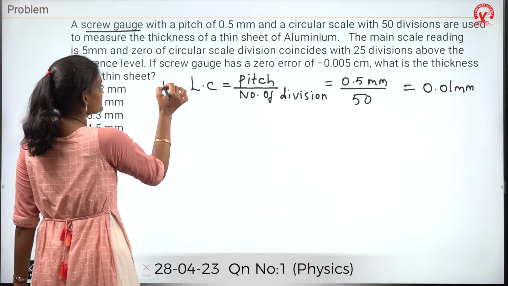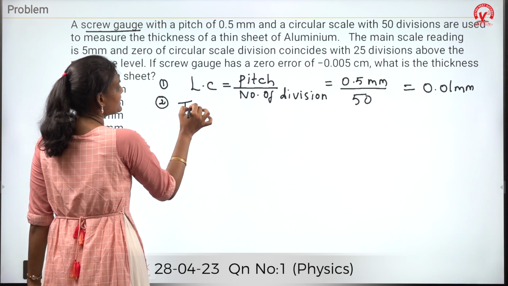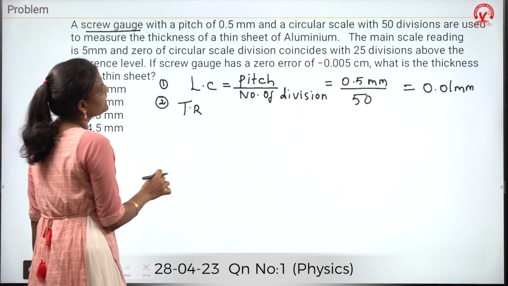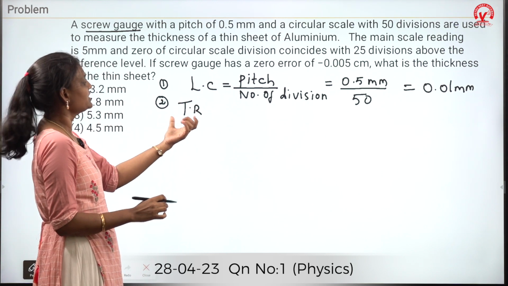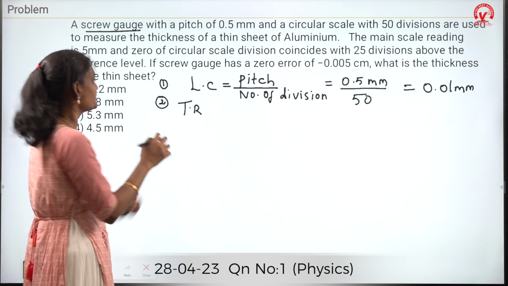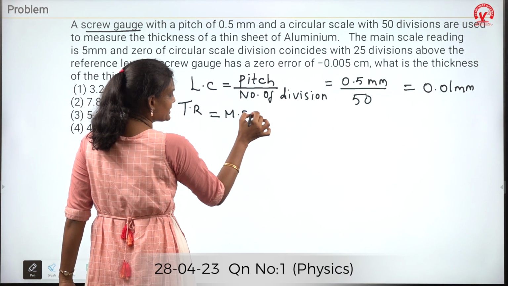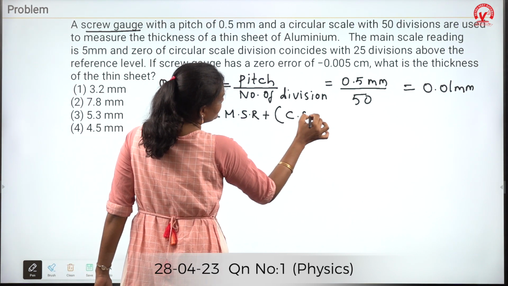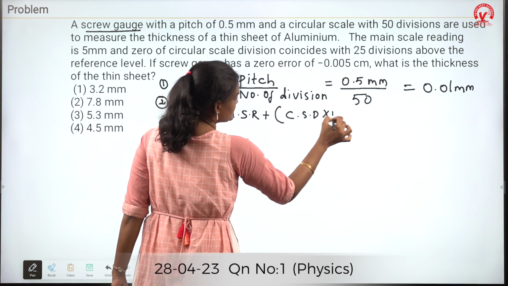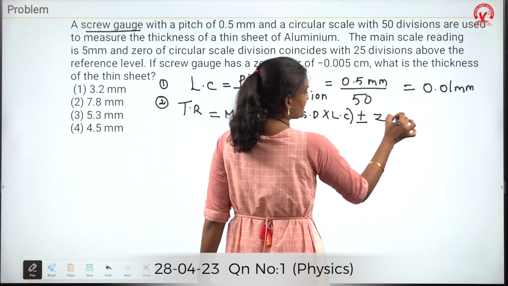And this is formula number 1 for screw gauge, and the second formula is total reading. Our aim is to calculate here what is the thickness of the thin sheet. Total reading is MSR, main scale reading, plus circular scale division into least count plus or minus zero correction.